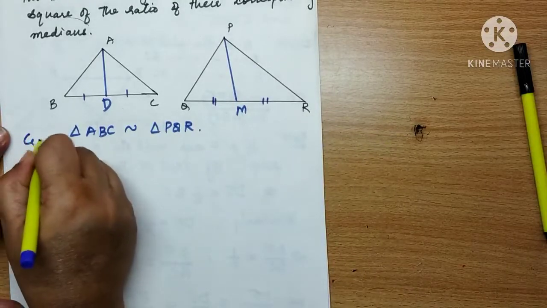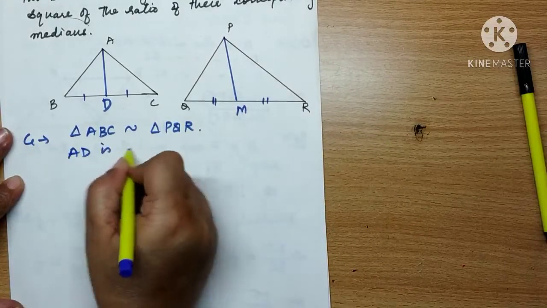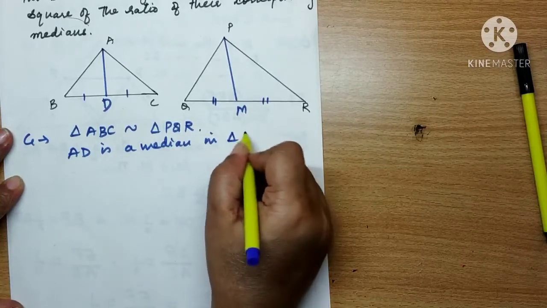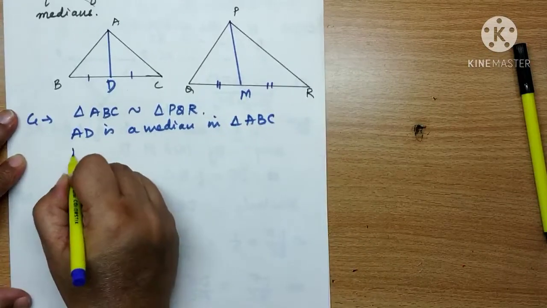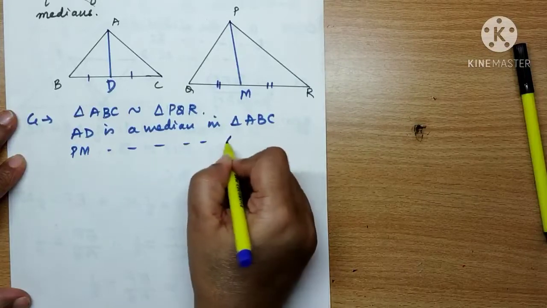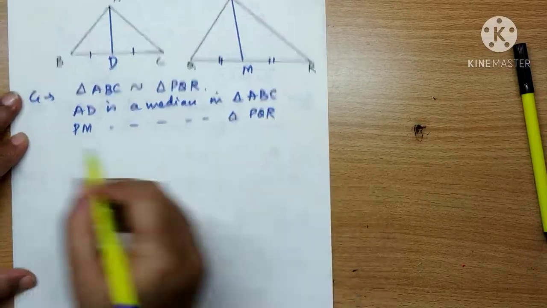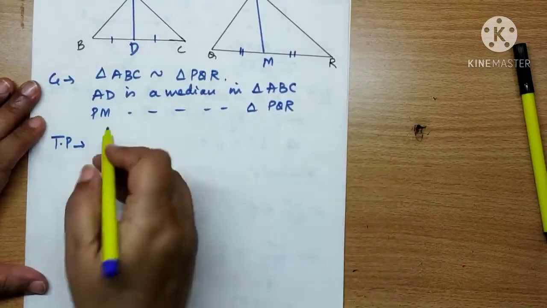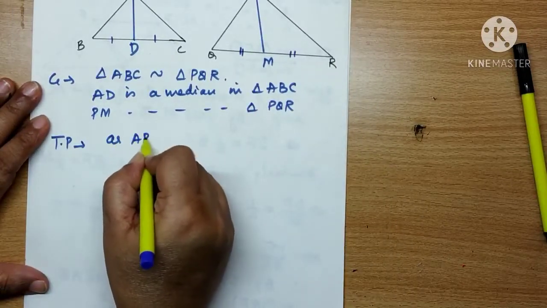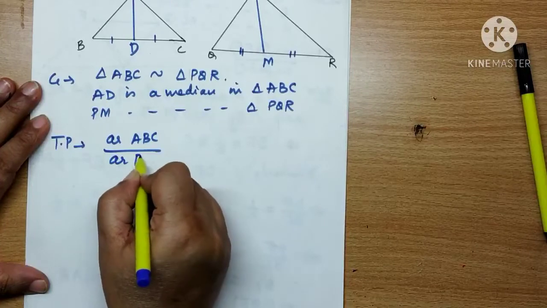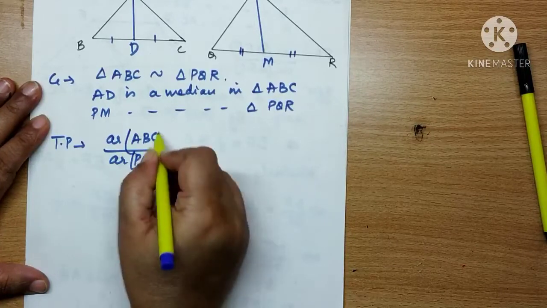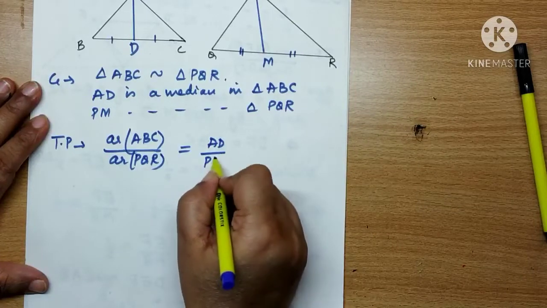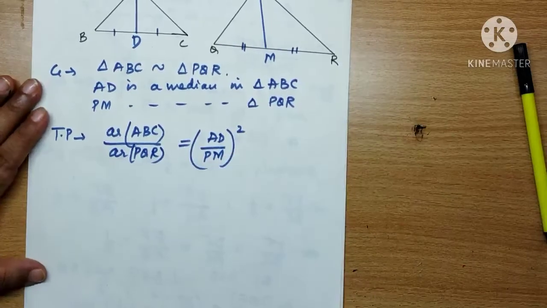What else is given in the question? AD is a median in triangle ABC and PM is a median in triangle PQR. What do we need to prove, children? We need to prove area of ABC by area of PQR, ratio of the areas of two similar triangles is equal to square of the ratio of their corresponding medians. That means this is what we need to prove.